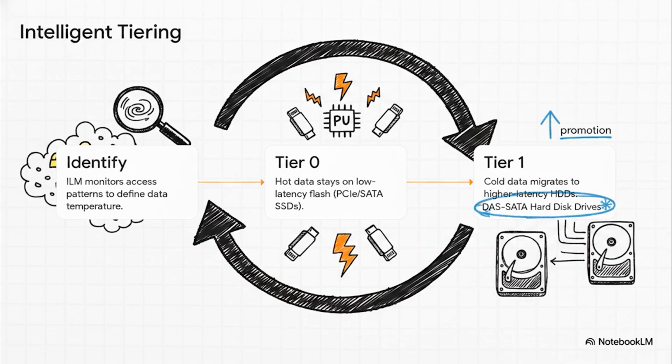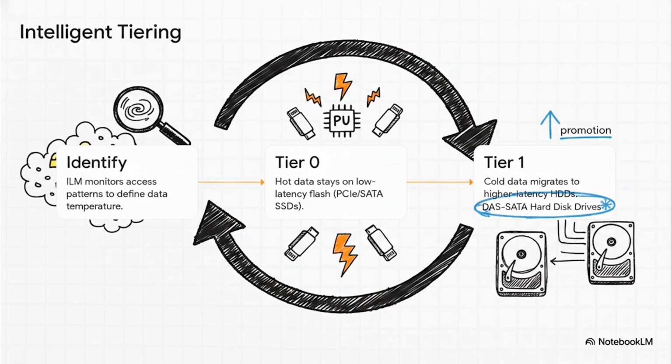It's basically a 3-step dance. Step 1, that information lifecycle management we talked about, ILM, continuously monitors access patterns to figure out the data's temperature. Step 2, the hot, frequently accessed data is kept right on tier 0. That's your highest performing, low latency flash tier, like PCIe NVMe or SATA SSDs.